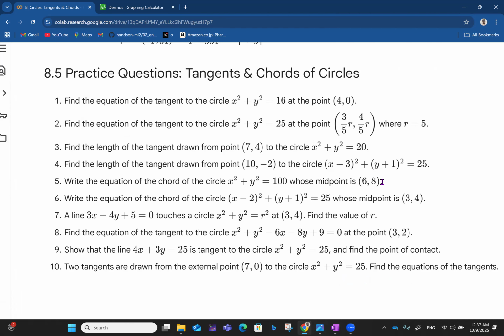And with this, I come to the end of this interesting video about the tangents and chords of circles. We have said that a tangent of a circle is a line that touches the circle at a single point. It doesn't cut through the circle, right? And a chord of a circle is a line that cuts through the circle, touching the circle at 2 points like that.